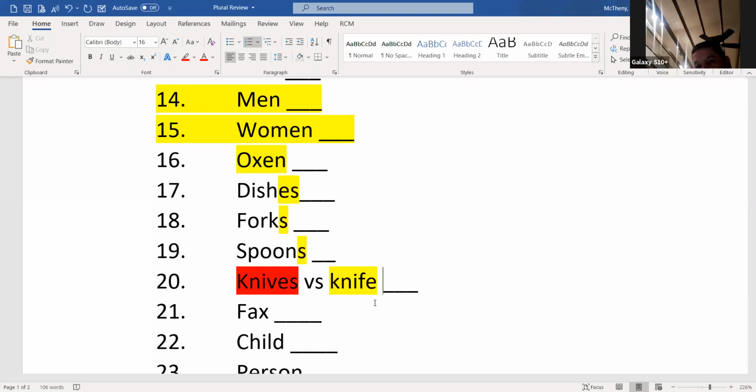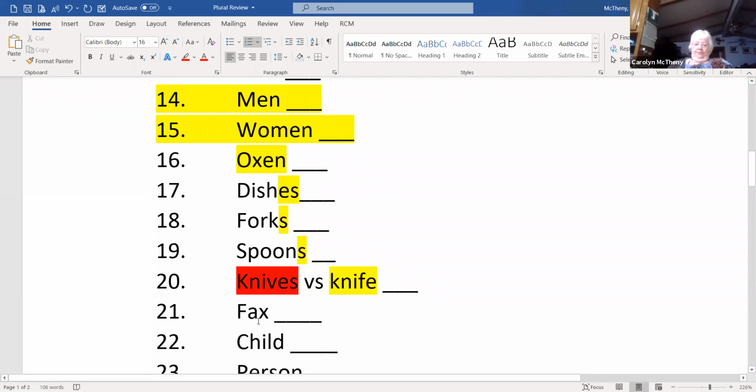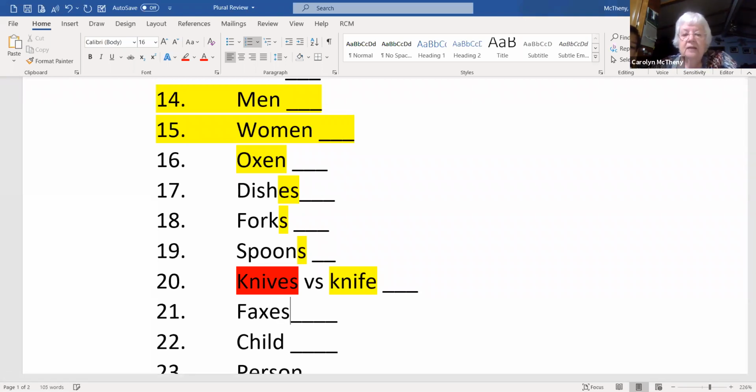Amalia, it ends with an X. So if it ends with an X, how would you make fax, one fax, or two what? What would you put on the end of fax to make it plural? ES. Very good. ES. Yes. ES if it ends in X.